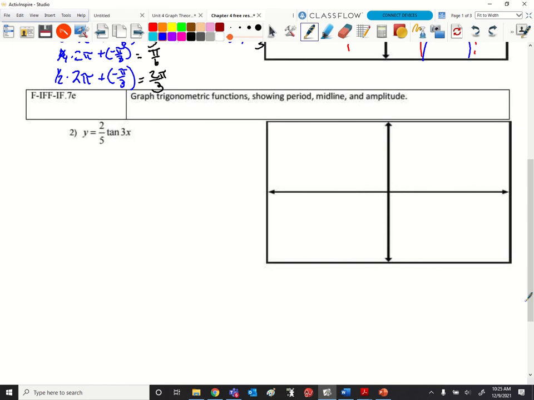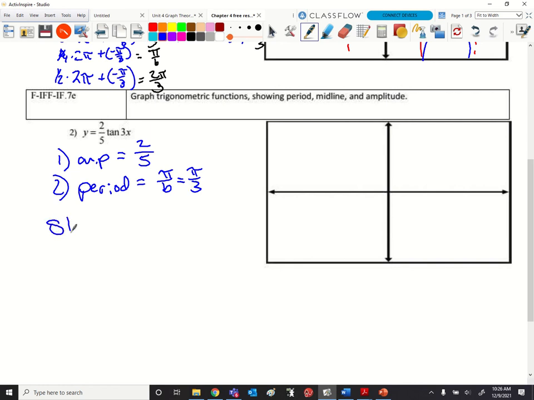Same steps. Step 1 is amp, which is 2 over 5. Step 2, period. For tangent, the period is going to be pi over b, and my b value here is 3, so it's pi over 3. And for this one, tangent has a start and end. It's not the same fractions.